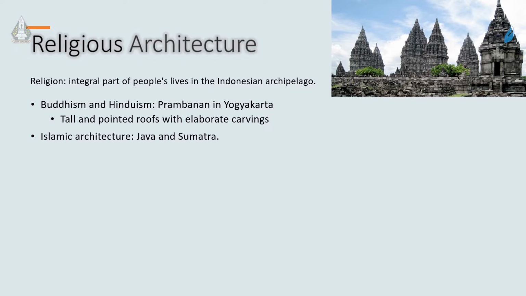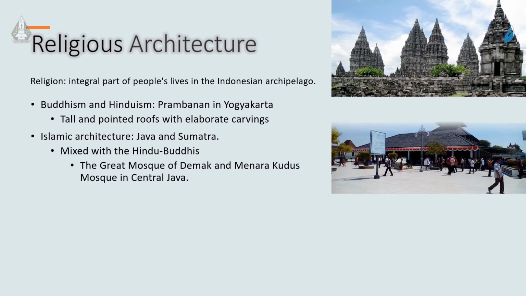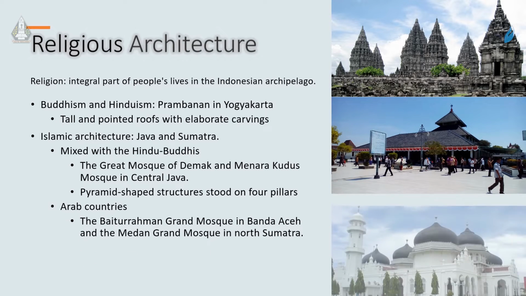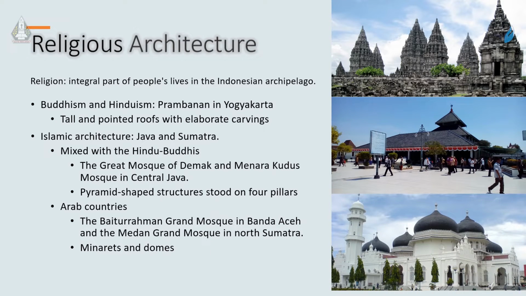Meanwhile, Islamic architecture can be found in Java and Sumatra, such as the Great Mosque of Demak with pyramid-shaped roofs and Baitur Rahman Mosque with minarets and domes.